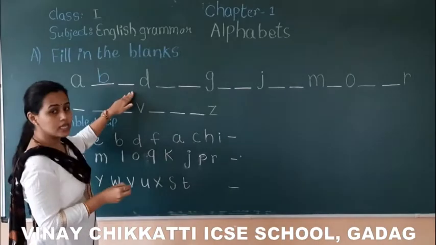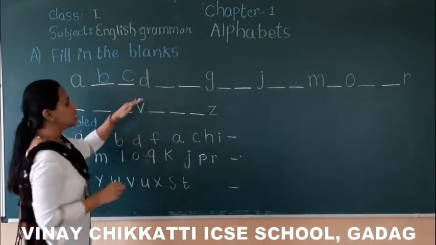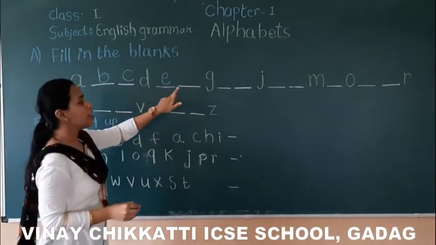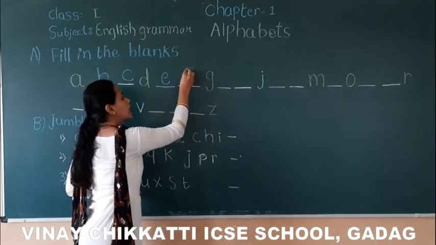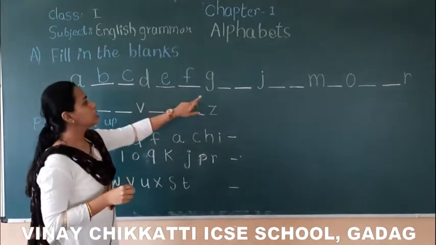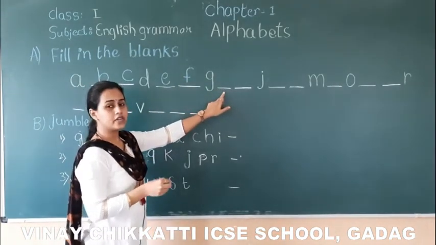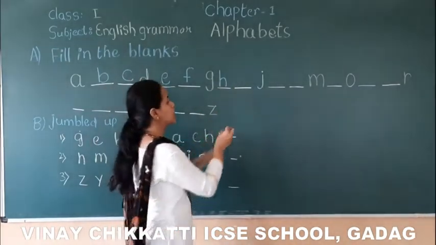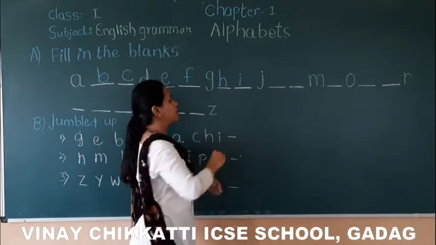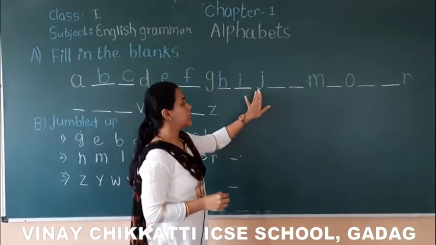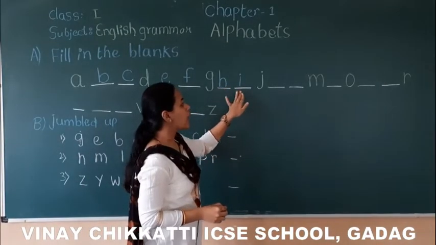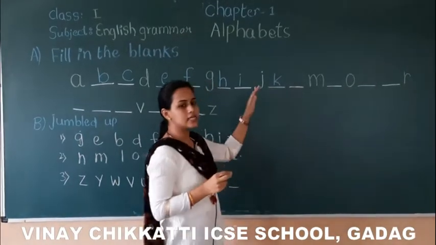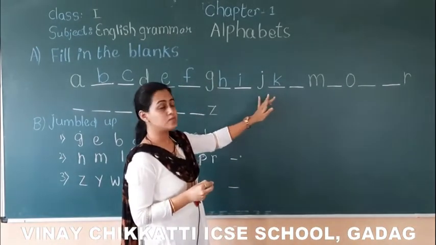So after B, C. Very good. D, E. After F, G. After G, H. After H, I. Very good. After I, J. G, H, I, J, K. So these are small letters. We have to write only small letters.